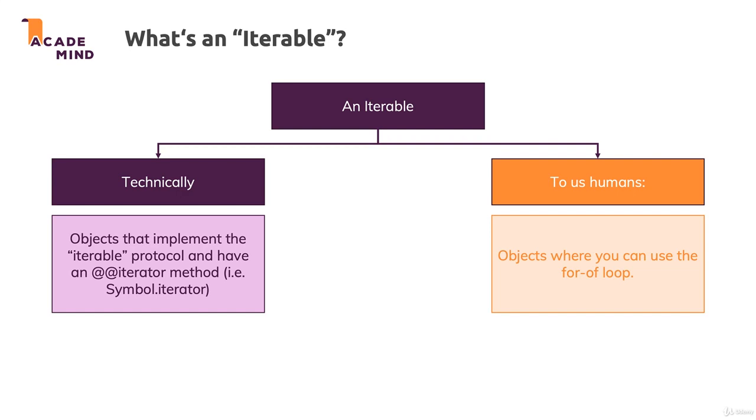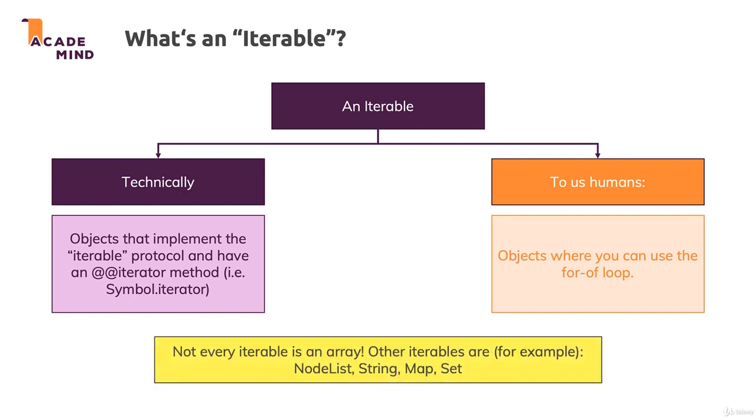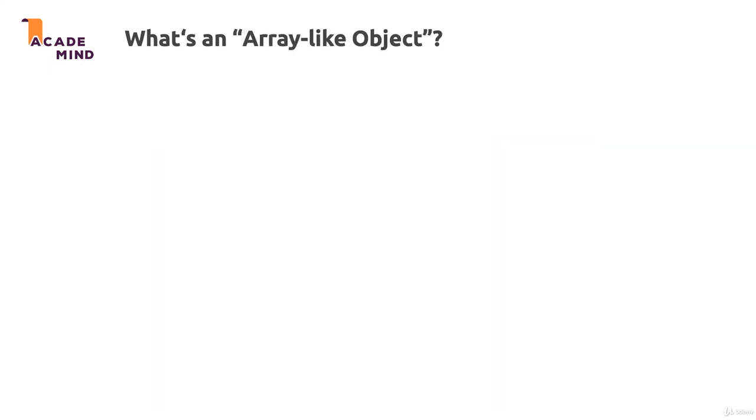Now, the important thing is that not every iterable in JavaScript is an array. We worked with arrays thus far, but there also are other iterable objects like a NodeList, for example, which we saw in the last course module, but also strings and also maps and sets, which we'll have a look at later. Now, there also is another term which I already used, and that's array-like. And that's actually not the same as an iterable. Both iterable and array-like are official terms in the JavaScript language.